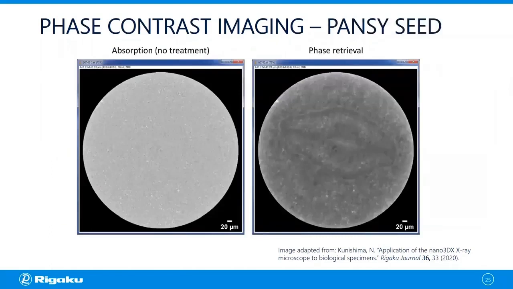Here's another example that's quite dramatic. So this is data for a pansy seed and shows a dramatic improvement. So in the X-ray absorption image, there's no discernible differences between elements inside of the seed. And on the right, we see improvements to the degree that we can see some minor cell boundaries inside, and we can also see this large structure in the middle.